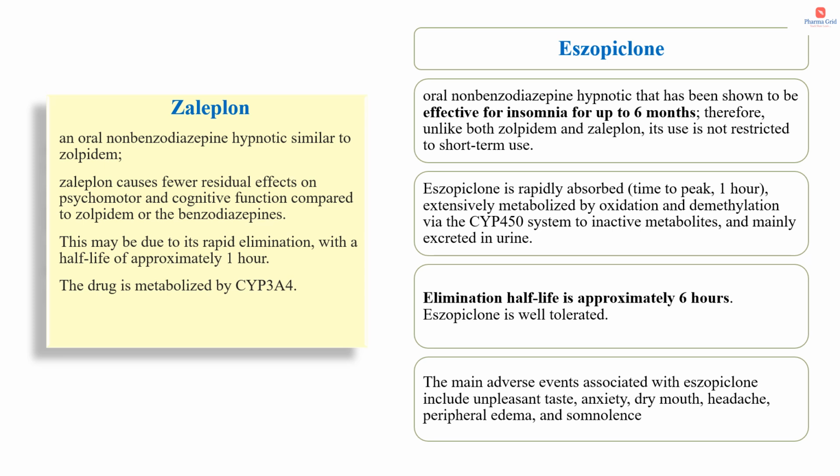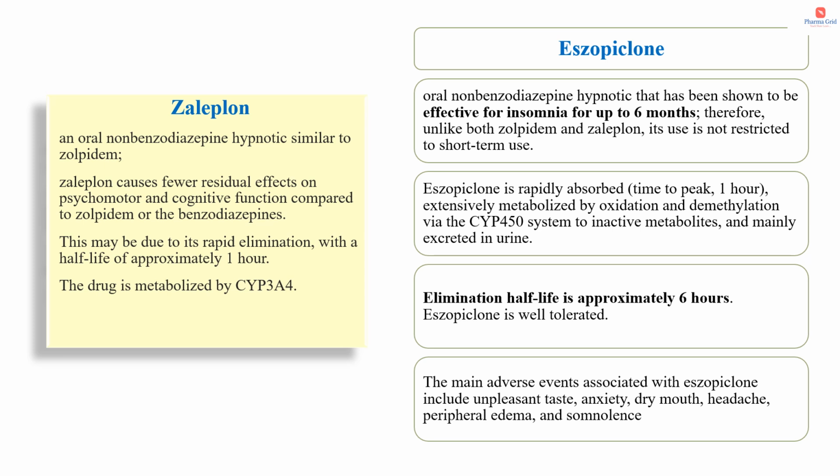Next drug is eszopiclone. It is also an oral non-benzodiazepine hypnotic that has been shown to be effective for insomnia for up to 6 months. Therefore, unlike both zolpidem and zaleplon, its use is not restricted to short-term use. Eszopiclone is rapidly absorbed, that is time to peak is 1 hour, extensively metabolized by oxidation and demethylation via the cytochrome P450 system to inactive metabolites and mainly excreted in urine. Elimination half-life is approximately 6 hours.